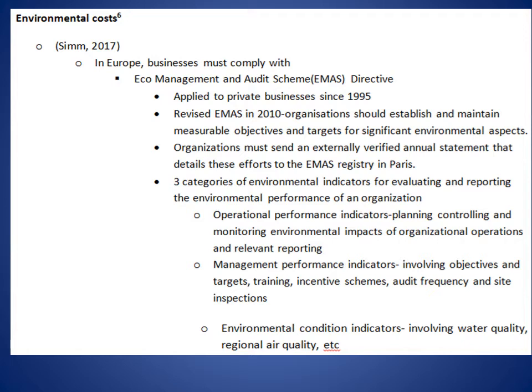When it comes to the three categories of environmental indicators for evaluating and reporting the environmental performance of an organization, operational performance indicators include planning, controlling, and monitoring environmental impacts of organizations and relevant reporting, whereas management performance indicators involve objectives, targets, training, incentive schemes, audit frequency, and site inspections, whereas environmental condition indicators involve water quality, regional air quality, etc.